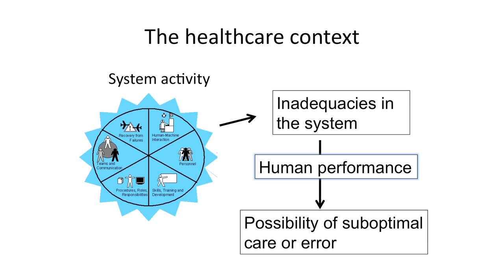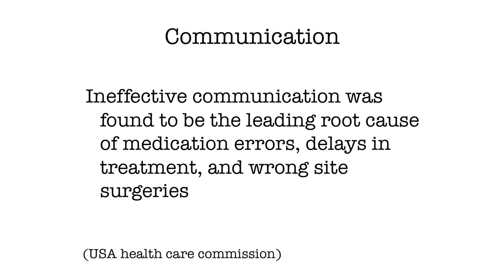We've got a whole complex system there on the left with all sorts of things going on. We often have inadequacies in the system itself. But human performance, which is related to all those things I've just told you, is much more likely to impinge on the system, meaning that there might be a possibility of suboptimal care or error. And in fact, communication particularly was found to be the leading cause of medication errors, delays in treatment, and wrong site of surgery, taking out the wrong side of the kidney, for example, the wrong kidney on the wrong side. Over 60% of errors are communication failures. So all those things I've told you before are very important.